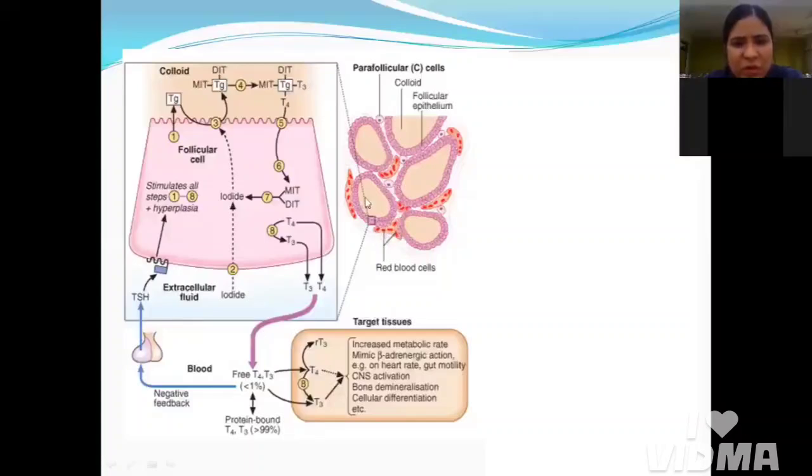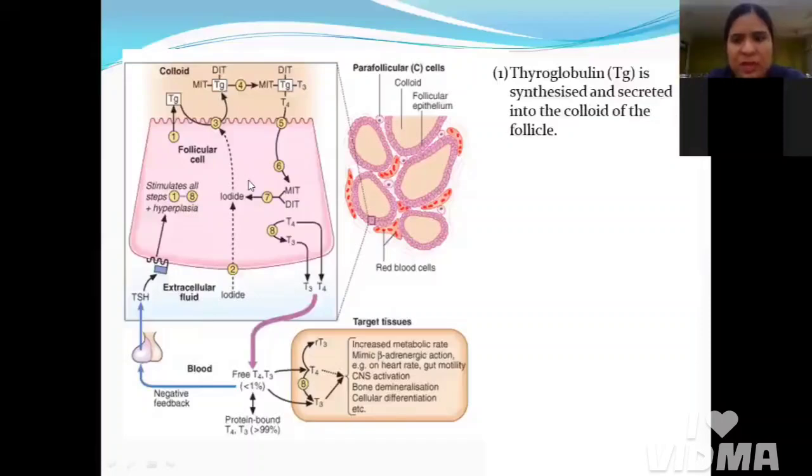Okay, so the cut section through it, when we enlarge it, this whole is a follicular cell. Okay, this is colloid and this is extracellular fluid and this is the blood. So outside is the blood, this is extracellular fluid, follicular cell and colloid. So there are certain steps for the production of thyroid hormones.